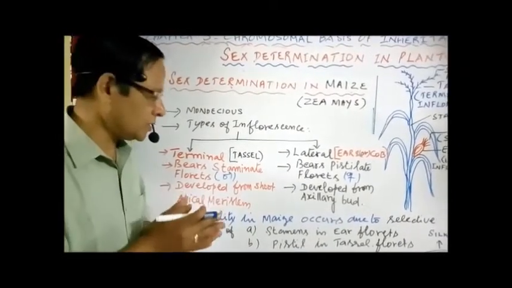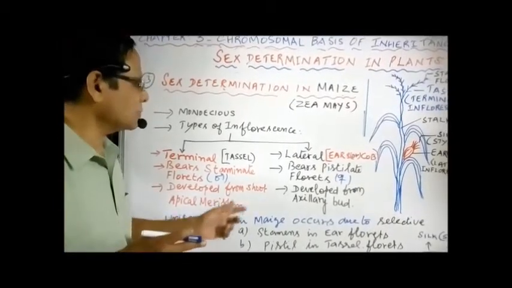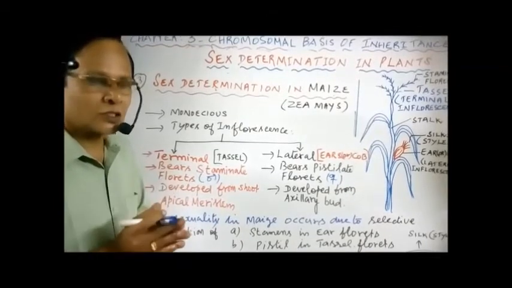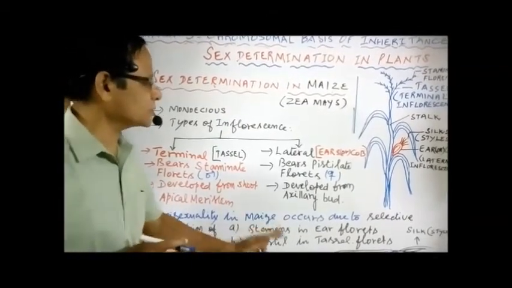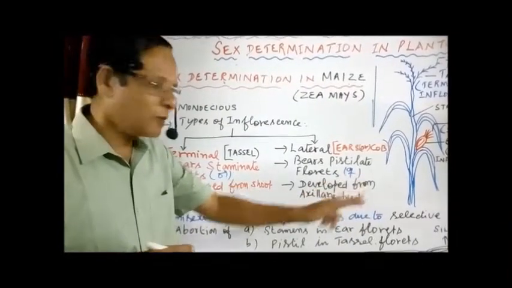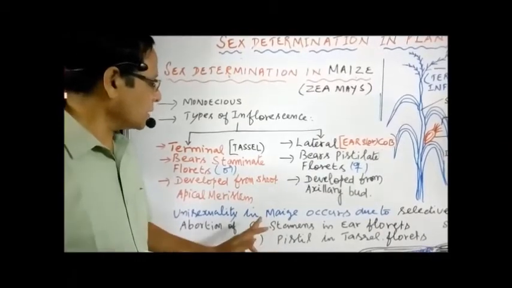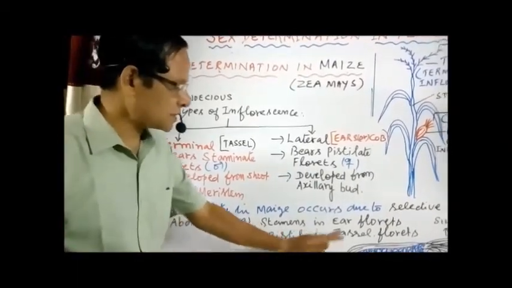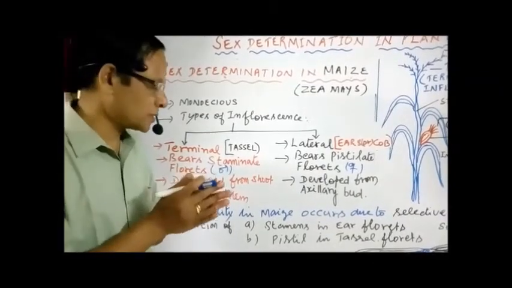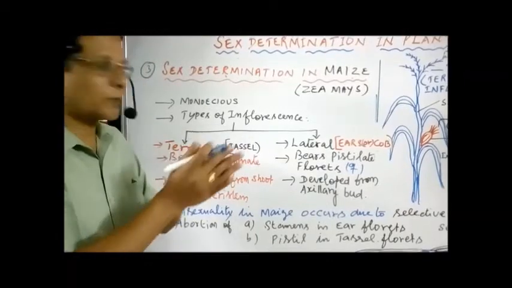That's why I mentioned here, maybe I asked a question also. What is the reason for unisexuality in maize? It occurs due to selective abortion, selective destruction of what? Number one, stamens in ear flowers. That's why it contains only the female flowers, or the pistillate flowers. Or we have the abortion of the pistil in tassel flowers. That is nothing but the male inflorescence, where only the staminate flowers are present. This is because of the abortion of the pistil or the female part.